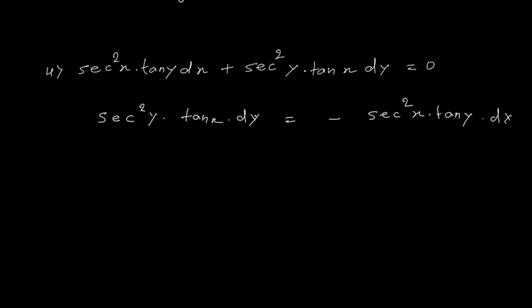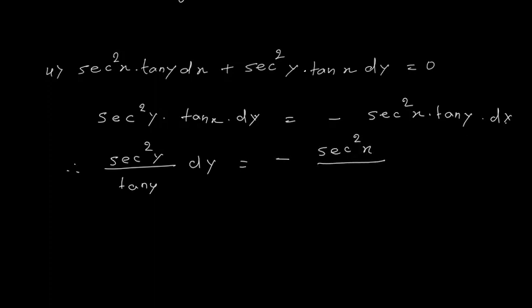Now I will move all y terms with y. So therefore this tan y will move here. So it will become sec square y divided by tan y into dy is equals to minus sec square x upon tan x into dx. Now I will integrate both the sides.